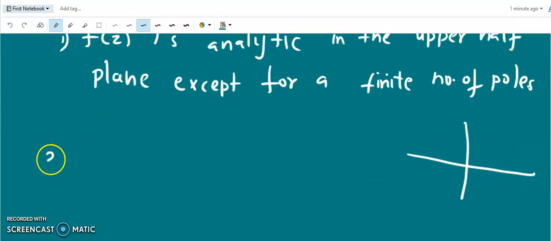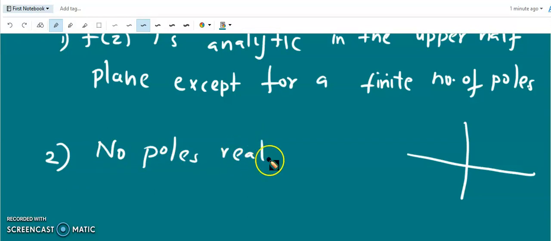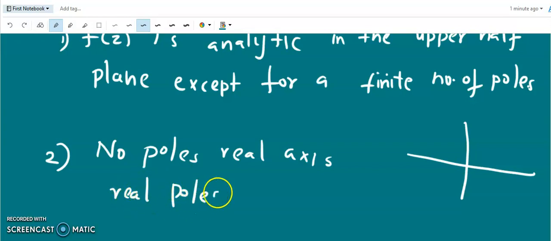So now the second condition is that it has no poles on the real axis. That means there are no real poles. It has no real poles. Okay. So there are no poles on the real axis. The finite number of poles should be in the upper half plane or in the lower half plane. Okay, but we consider the upper half plane only, and there should not be any poles on the real axis.